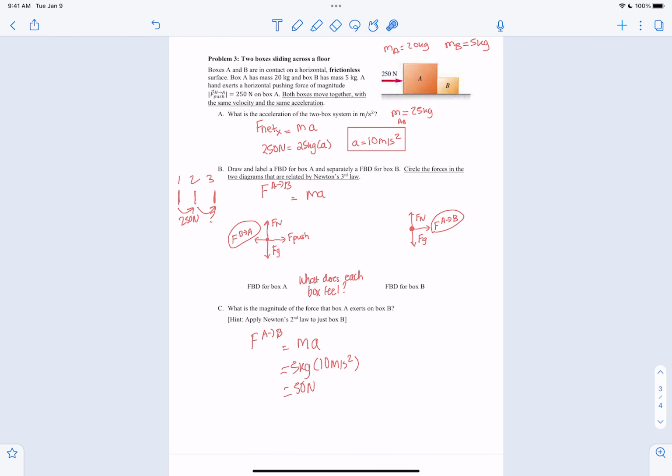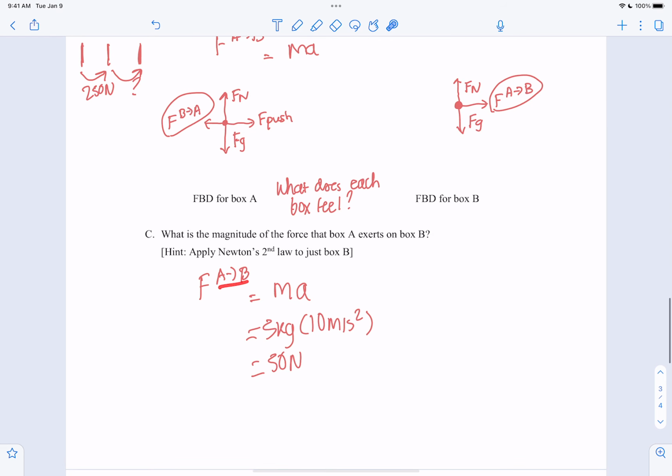Yeah, C is that simple. It's just figuring out the force of A on B, and we just apply Newton's second law to the individual perspective of B. What does B feel from A? It weighs 5 kilograms and it felt an acceleration of 10 meters per second squared from that overall push.